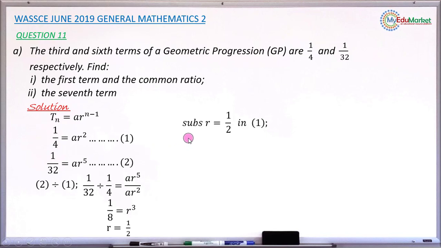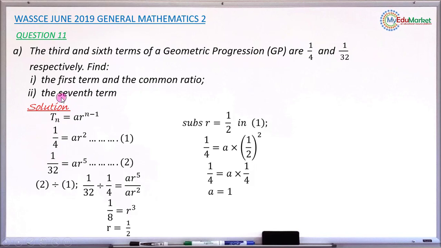Substituting r in equation 1, you now have 1/4 equals a multiplied by 1/2 raised to the power of 2. I have replaced r in equation 1 by 1/2. Look at it: 1/2 raised to the power of 2 simply means 1/4. You now have 1/4 equals a multiplied by 1/4, and 1/4 cancels 1/4. You now have a equals 1. So this is the first term, and this is the common ratio. So Roman 1 has been answered. I'll move to Roman 2.